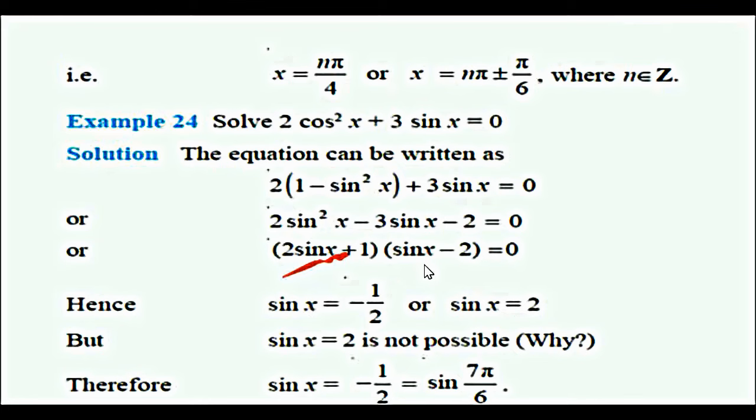So either this has to be 0 or this has to be 0. So sin x is equal to minus half, sin x is equal to 1. You're not going to get this value. Why? Because sin x only lies between minus 1 and 1. What about sin x is equal to minus half?